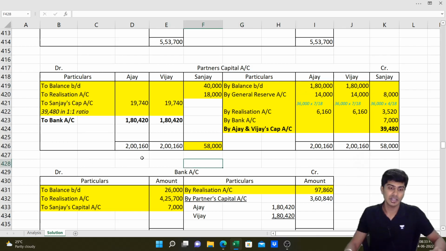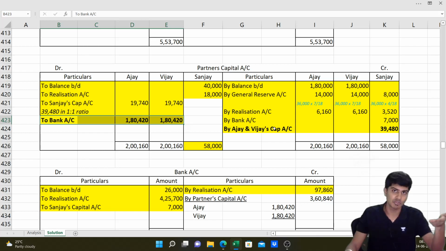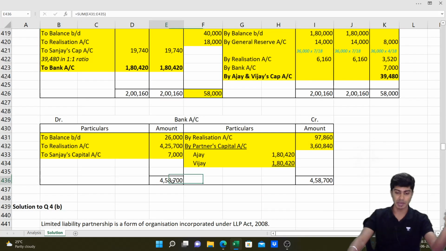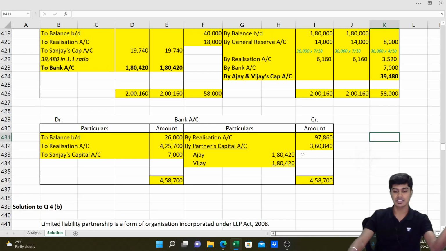You got it? So the balance of the money, they would have to bring it into the firm to make it good. So much money they take home. They would be taking more money if not for that loss of Sanjay. Now 1,80,420, 1,80,420 they'll take home. Balance in the capital account, if I write 1,80,420, 1,80,420, 368.40 will become the total, and our bank balance also will tally. Yes, so that ends our realization account, partners' capital account, as well as our bank. Everything else is done. Everything is in yellow.